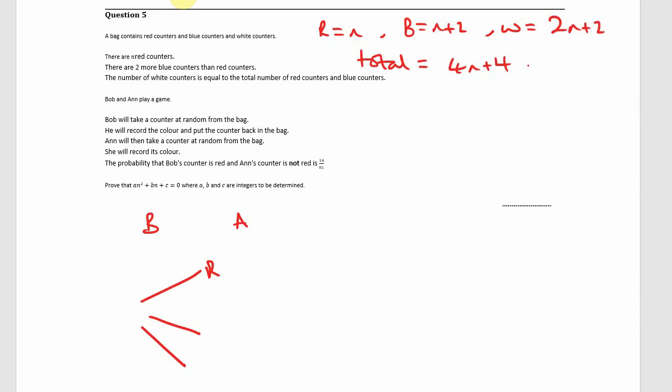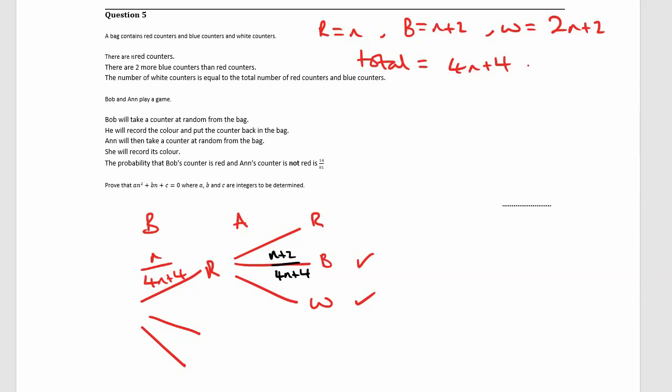Because we've got 3, haven't we? We'd have red, blue and white, but I don't need any of that. And then I'm just going to focus on this one. So, we've got red, blue and white. Probability of red is n over the total. And I only care about the probability of blue and white because they are the paths I care about. Red and then not red. Red, not red. So red, blue or red, white. Probability of blue is n plus 2 over 4n plus 4.